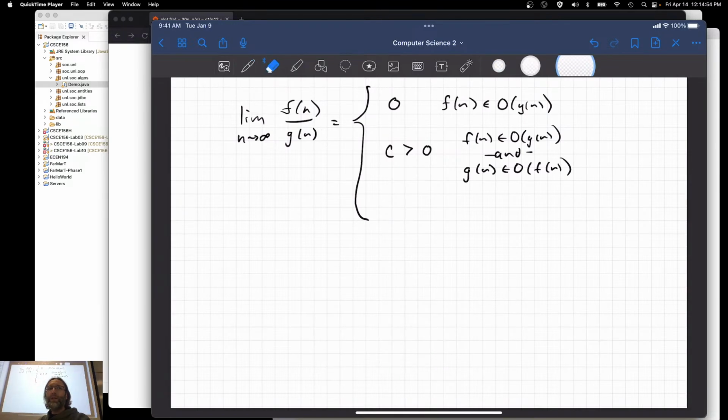235, getting into that? Big theta, big omega, and big omicron, big O?